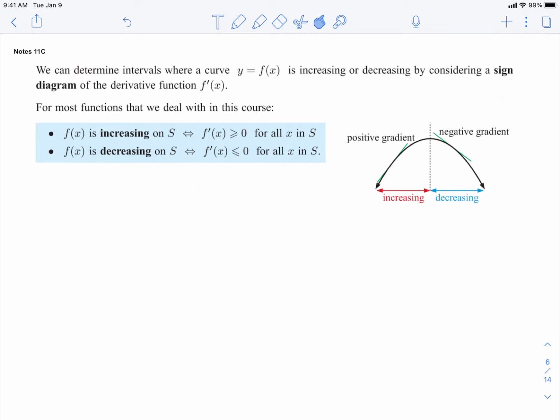This video is on sine diagrams. We can determine intervals for which the function is increasing by creating a sine diagram of the derivative function.